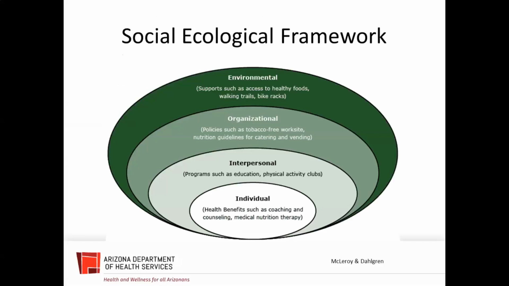At the organizational level, this may include governmental policies such as living and working conditions, institutions and policies, and regulations at the local and state level. Examples may include policies such as tobacco-free work sites and nutrition guidelines for catering and vending. And finally, at the environmental level, this may include infrastructure and resources, built environment features, and safety and access. Examples include supports such as access to healthy foods, walking trails, and bike racks.